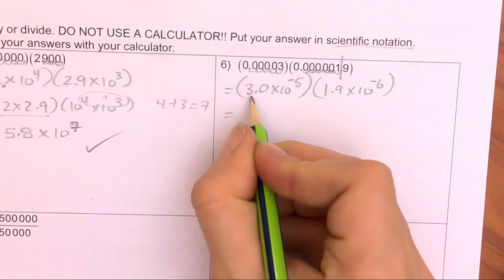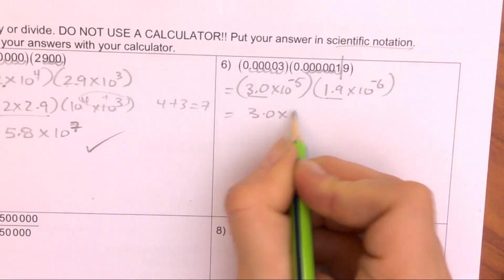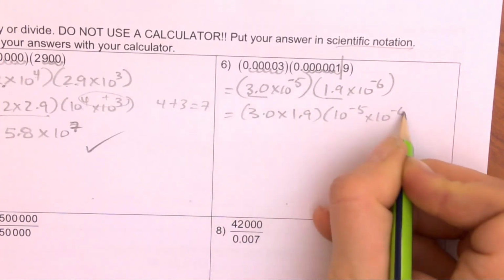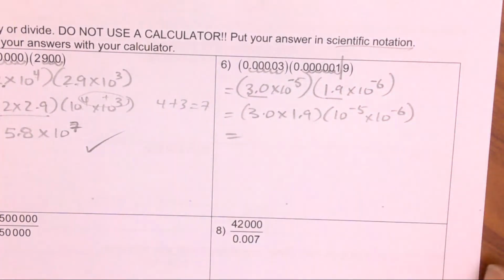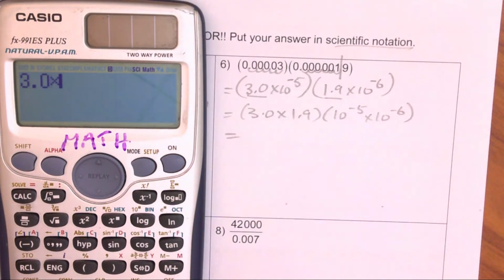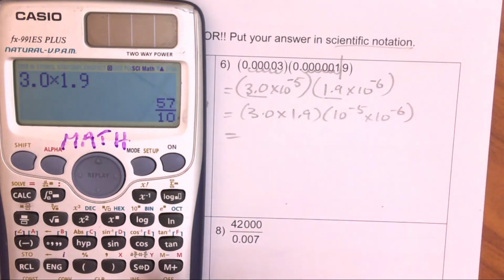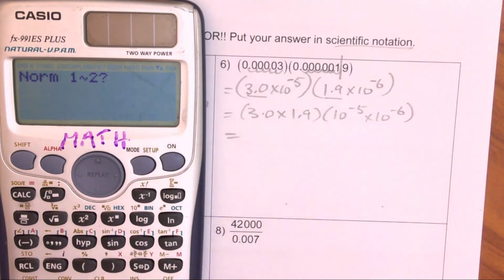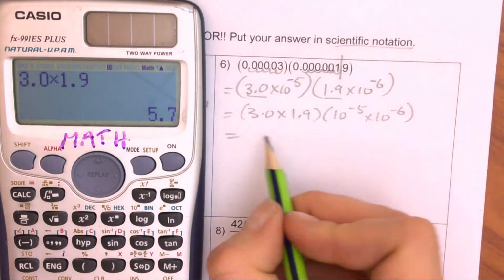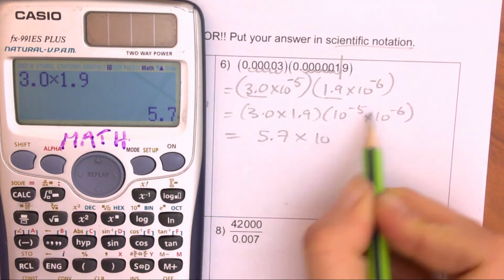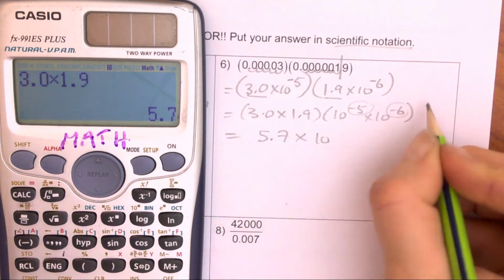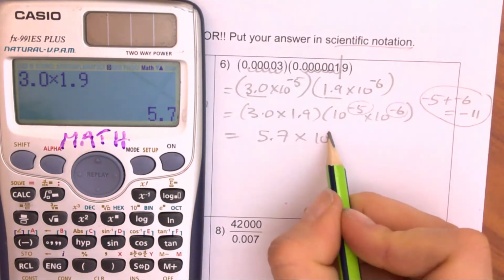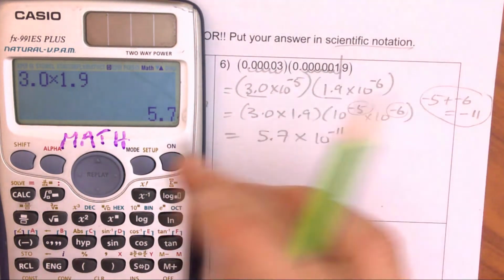So now I take these and put them together. And I put the powers of 10 together. And I use my calculator to do this part. But I don't want scientific notation here, so let's put it in normal. There, so that's equal to 5.7. And then because it's multiply, I'm going to add my exponents. So negative 5 plus negative 6 equals negative 11. So my exponent down here is going to be negative 11. And then we can check our answer using our calculator.